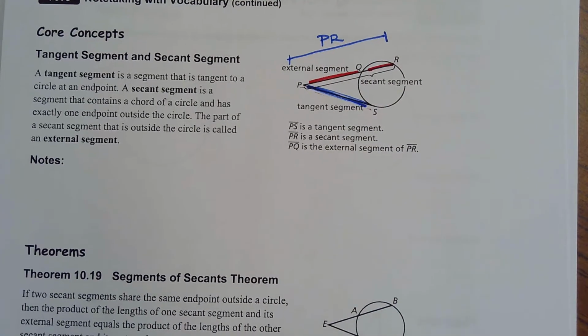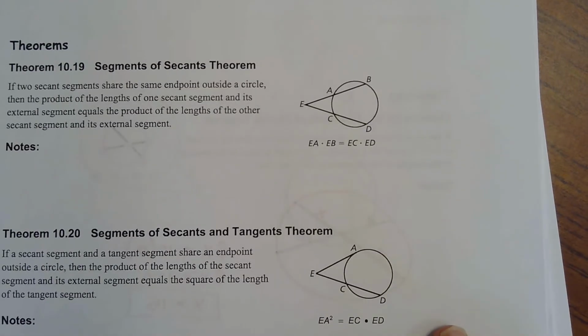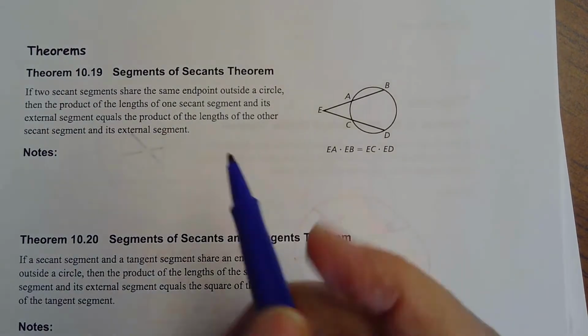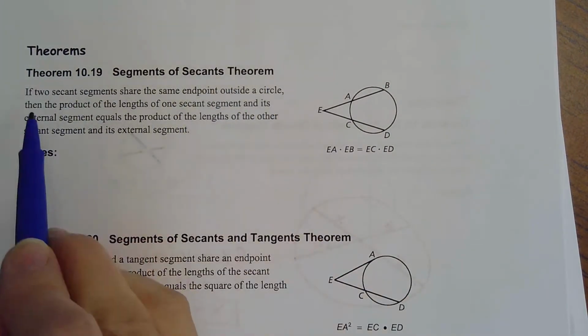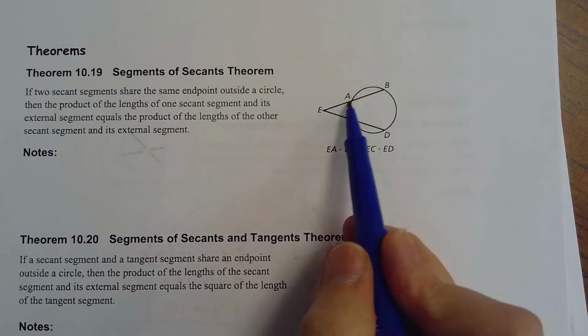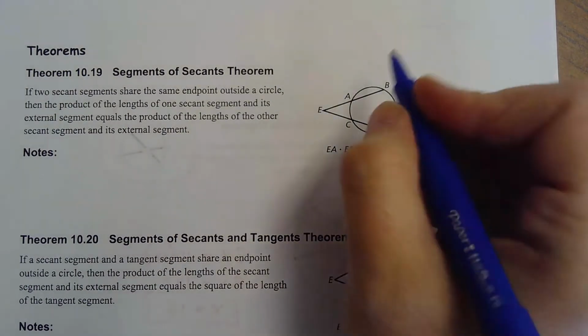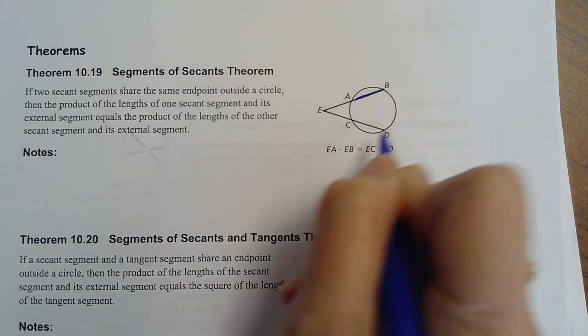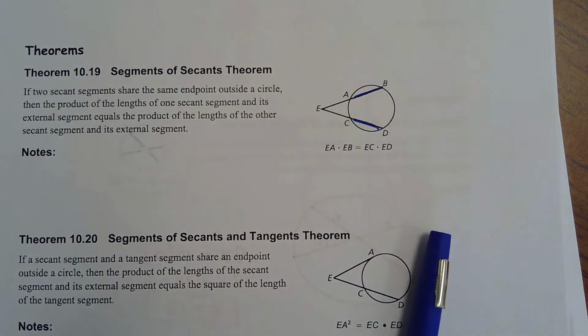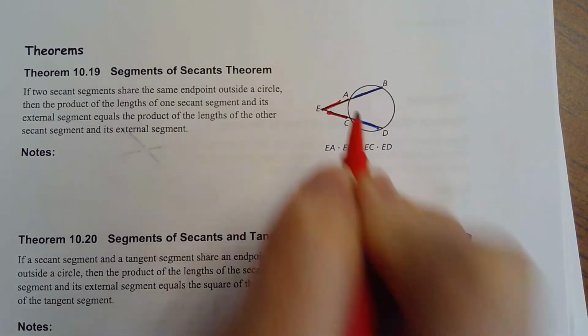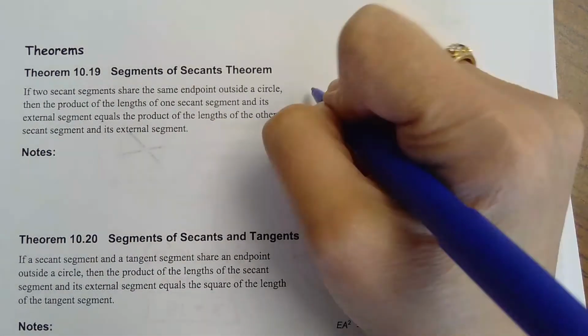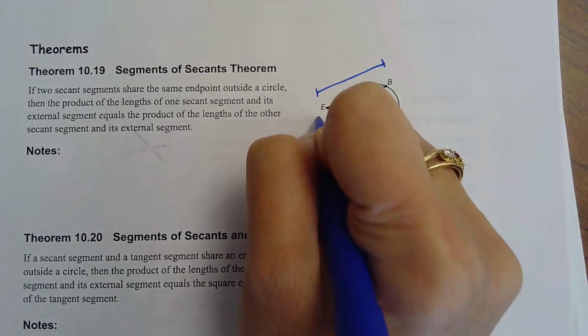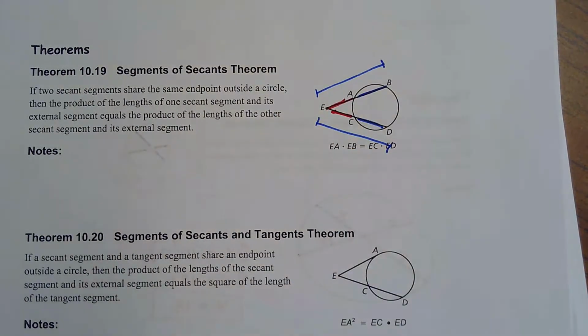Okay, knowing that vocab, there are some theorems that I want to talk about. This one is called the segments of secants theorem. If two secant segments, two segments that have a piece that's inside, these are our inside pieces, and then we have our outside pieces. Remember, our secant segment would be this whole length here and this whole length here.